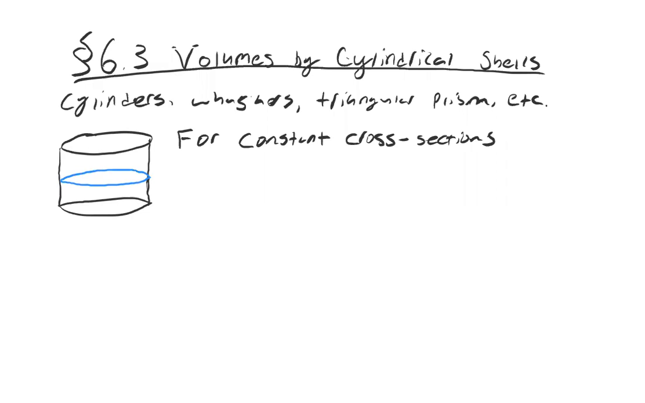So for constant cross sections, I can find my volume by taking the area of the cross section times the length that the cross section goes through. I imagine dragging this cross section up and down the cylinder, and it fills out the cylinder. Let's say this cylinder has height h, just so we get the formula we're expecting. For the cylinder, the area is pi r squared for the circle, and the length I go through is h, and we get the volume formula for the cylinder that we expect, pi r squared h.